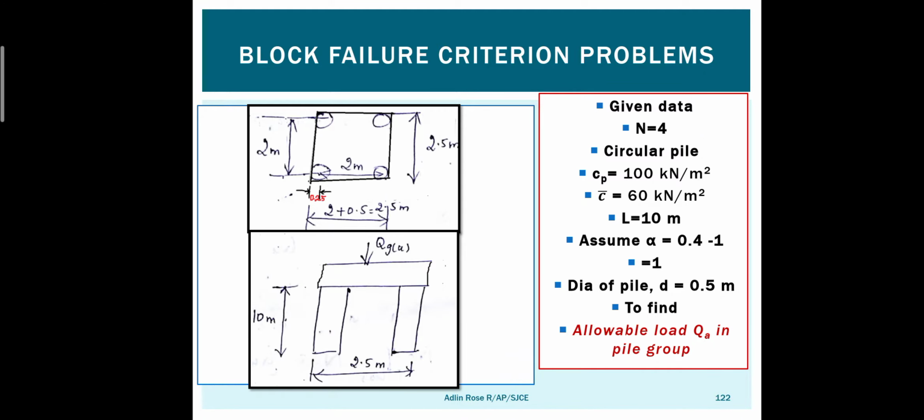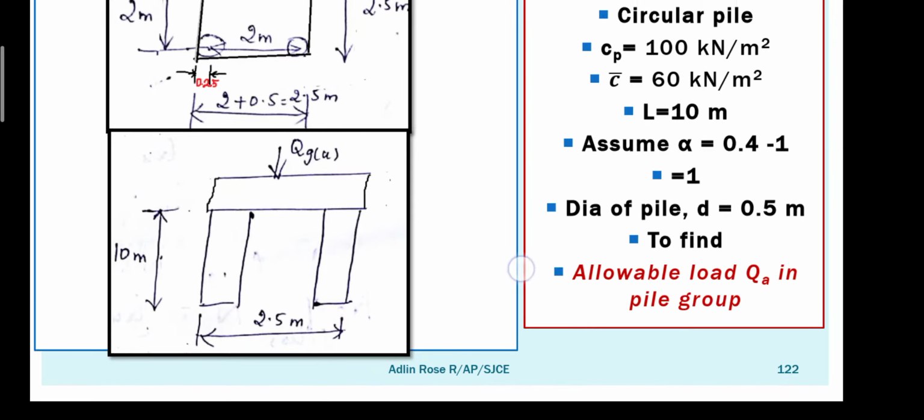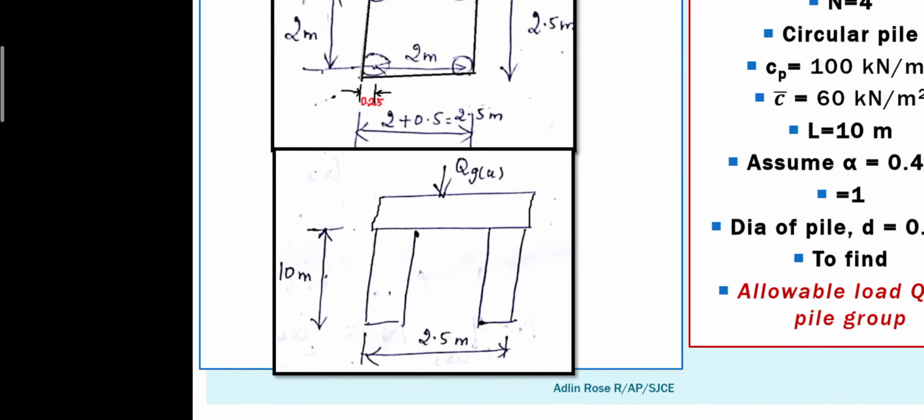Now this is the front view of the pile. We can see only the 2 piles. The backside 2 piles will be hidden from our naked eye. The pile cap is present at the top, that is the slab, and below we have 2 piles which are seen in the elevation or the front view. The dimensions are the same, 2.5 meter, and the length of the pile is 10 meter. It is given in the question that the length of the pile is 10 meter.